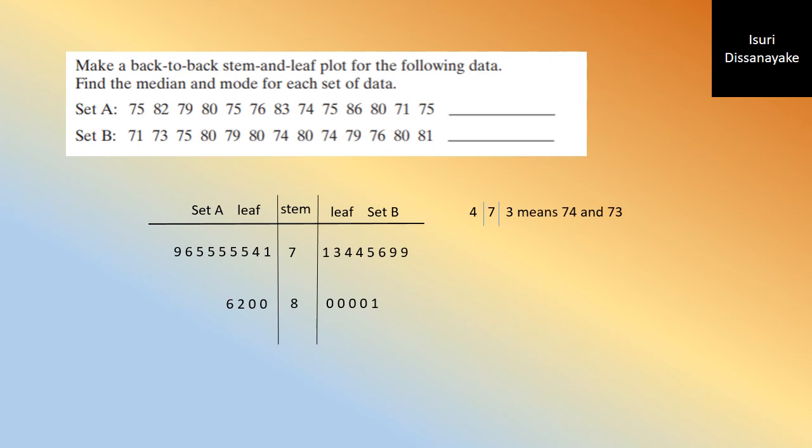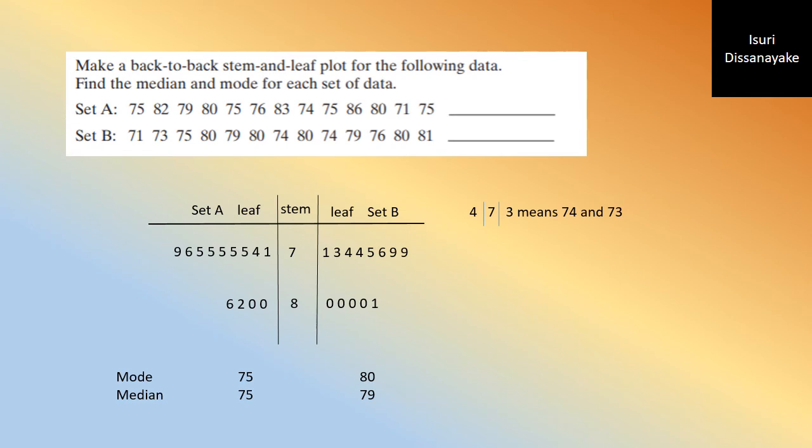I took 4 | 7 | 3, in which 7 means 74 and 73. The mode is the most repeated data. For set A, the mode is 75 because you can see 75 is repeated many times. And for set B, it is 80. 80 is repeated many times for set B.